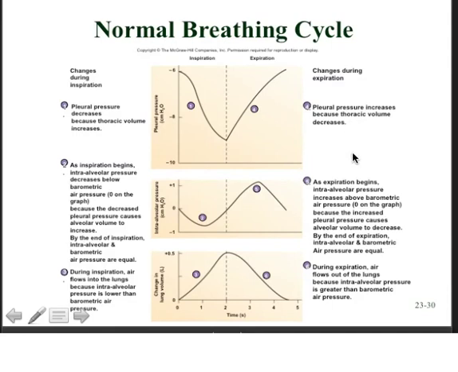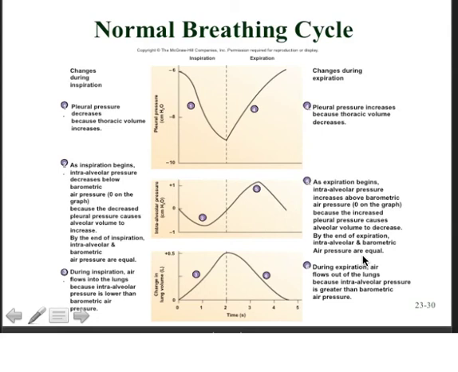As expiration begins, intraalveolar pressure increases above barometric air pressure. Because the increased pleural pressure causes alveolar volume to drop, by the end of expiration, intraalveolar and barometric pressure are equal. Okay, so you can see as the air leaves, by the end of expiration, the two pressures have equalized. During expiration, air flows out of the lungs because intraalveolar pressure is greater than barometric air pressure.